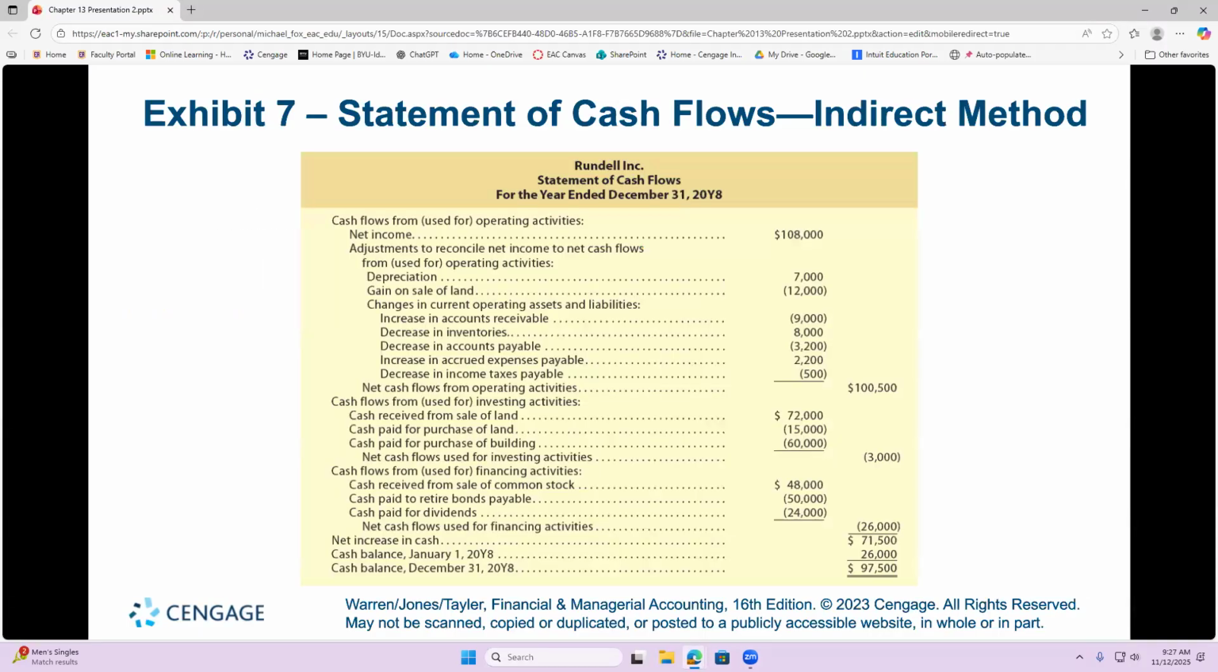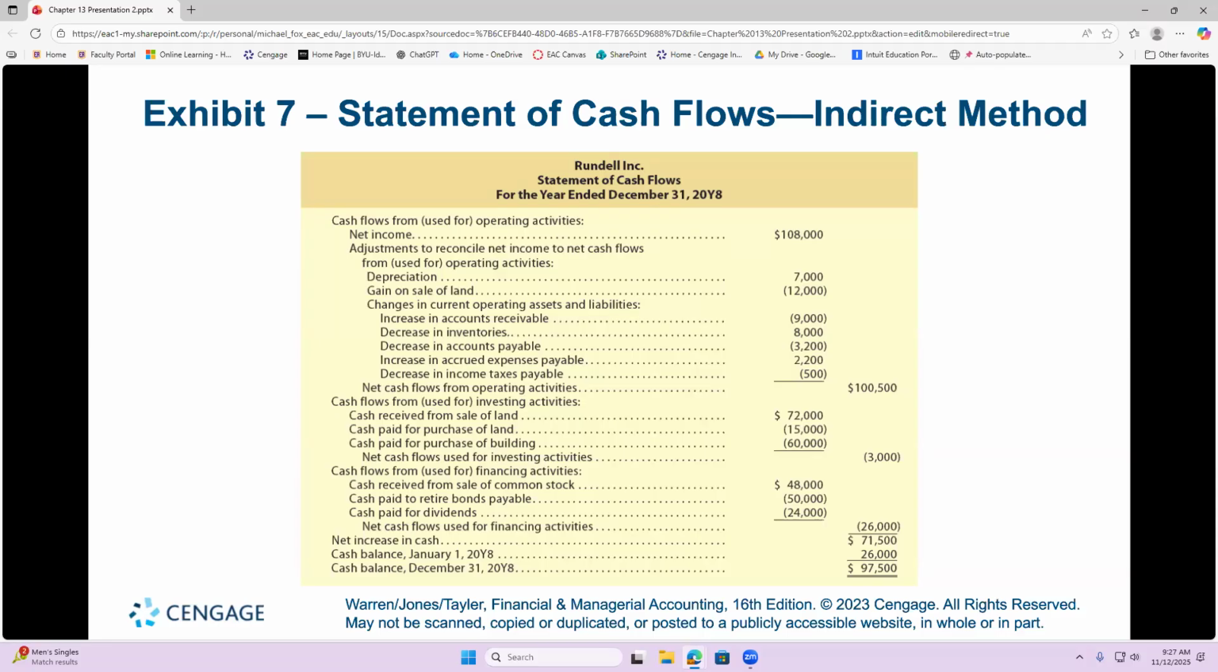All right. So this is what a statement of cash flows looks like after we've done all of this work. It's kind of tiny because there's a lot on there. Okay. So the first section right here is our cash flows from operating activities. And so kind of as a review again, they started with net income, added depreciation, subtracted the gain on the sale of land, and then they made these adjustments for the changes to the current assets and current liabilities.